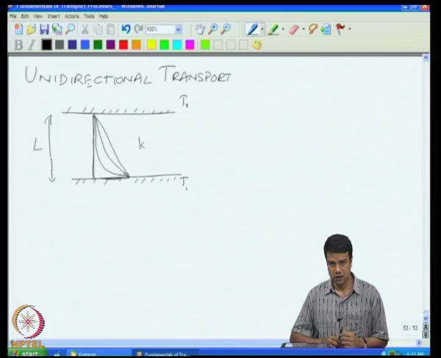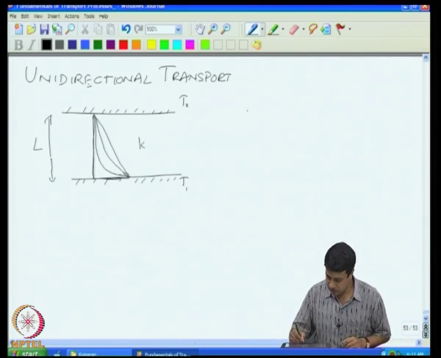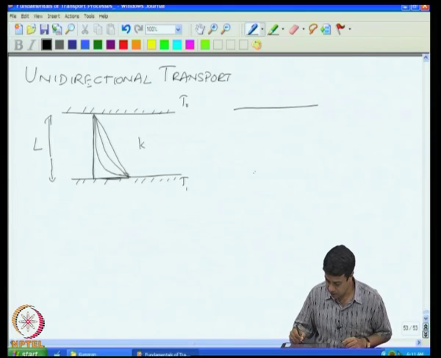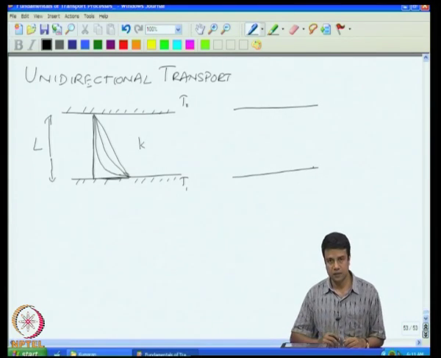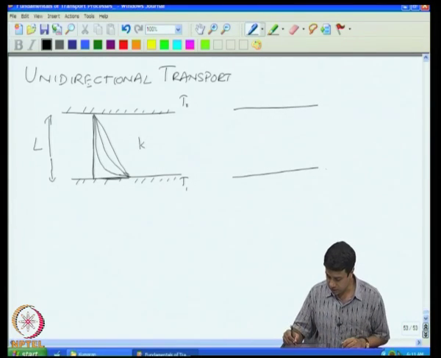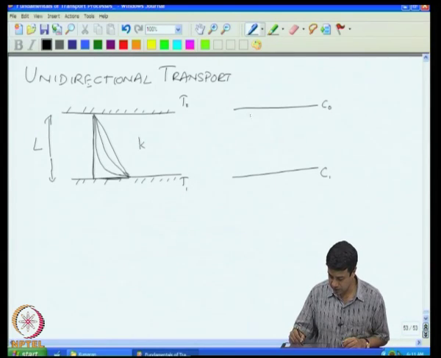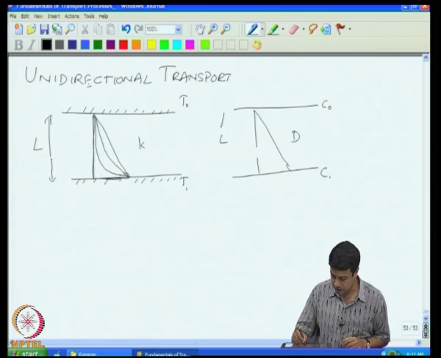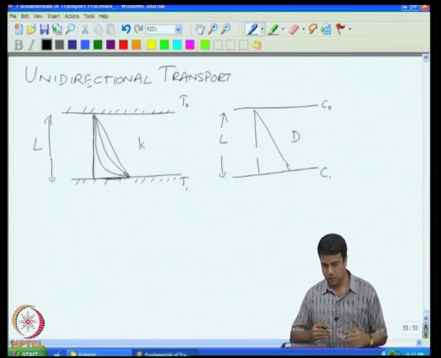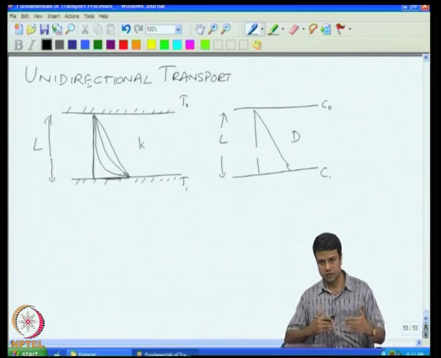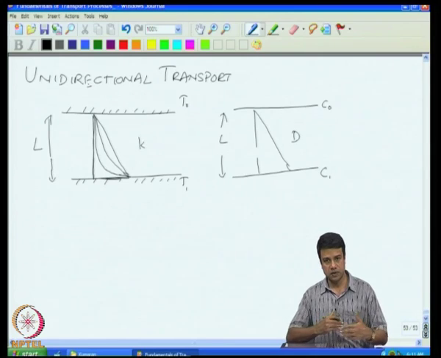The equivalent mass transfer problem is to have a medium between the two plates. The concentration on the lower one is C 1, the concentration of the upper one is C naught, and I have a medium with some diffusion coefficient D, separated by a length L. So, I have two porous plates, I fix the concentration on those two plates, and I want to find out what is the concentration in between.